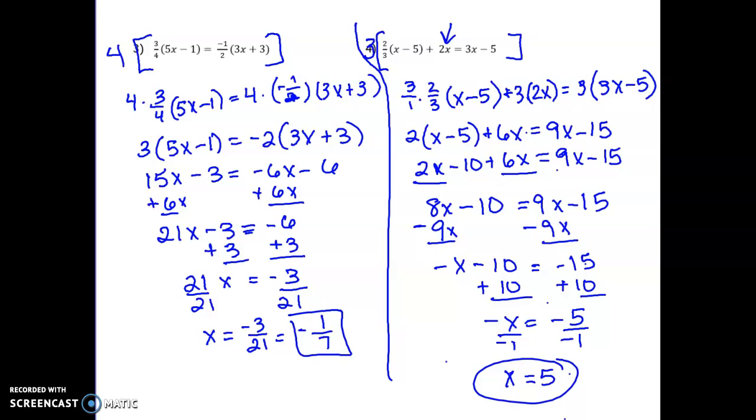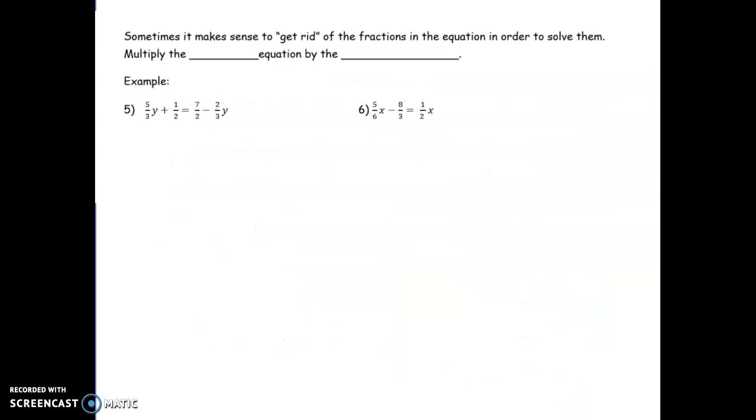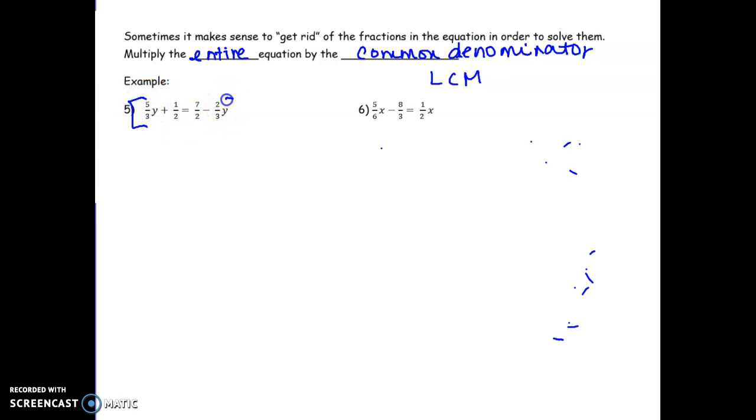Okay, now moving on. Sometimes it makes sense to get rid of the fractions in the equation in order to solve them. So we multiply the entire equation by the least common multiple or the common denominator. Okay, so a common denominator will work. All right, or the LCM, least common multiple. So we look at our fractions here. We've got a 3, a 2, a 2, and 3. The common denominator would be 6. Okay, lowest common denominator would be 6 in this case.